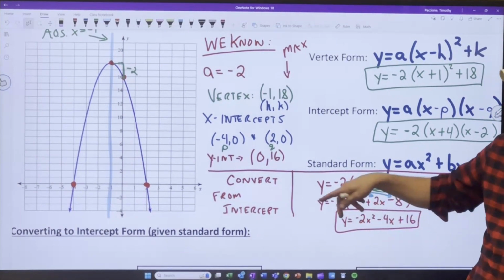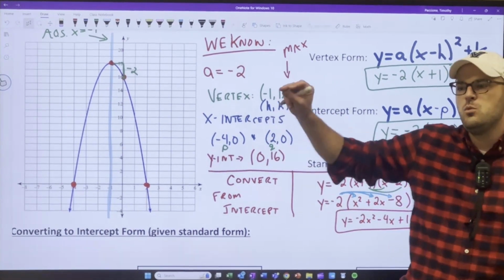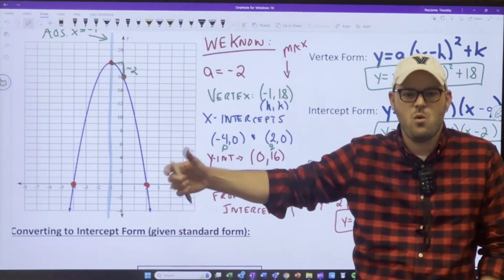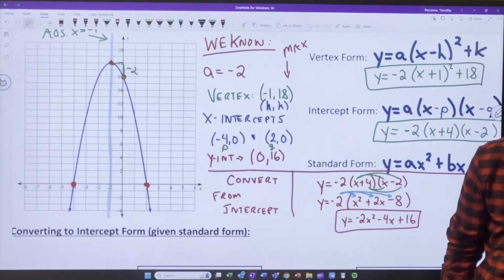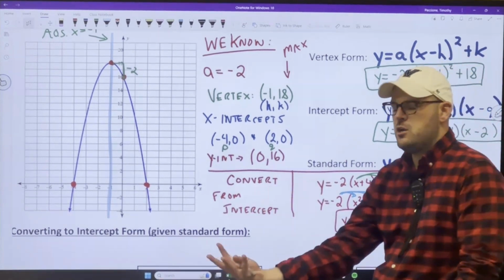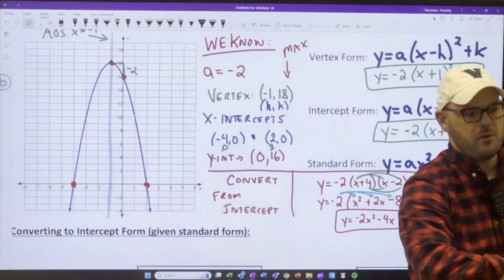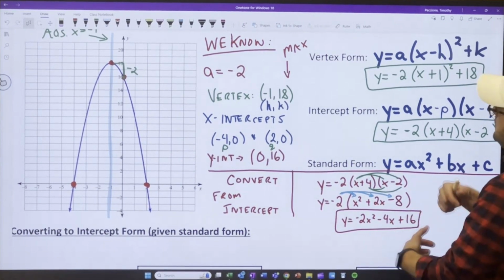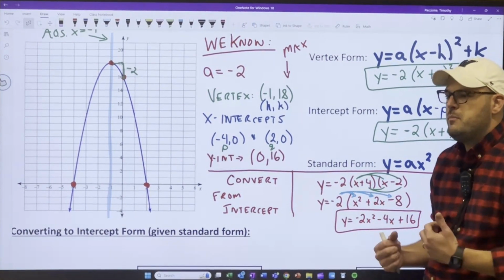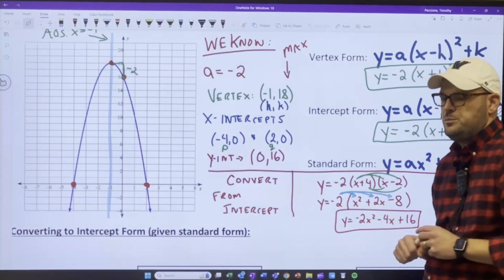Opening and reflection. So we had a negative 2 up front. Does that match the graph? Yeah. What does C represent? Y-intercept. Our y-intercept. We had a 16 at the end. Does that match the graph? Yeah. Right? So you can always use them to check your work, but you have to do a little bit of work to get your standard form from a graph. Okay? Don't just say, oh, vertex, that gives me my B. You have to either solve for your B or convert. Okay?